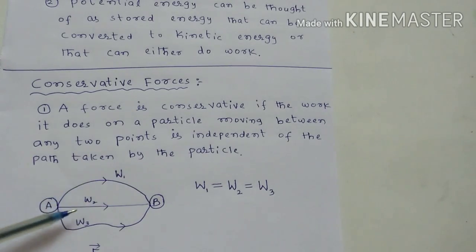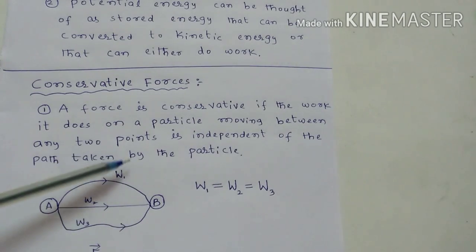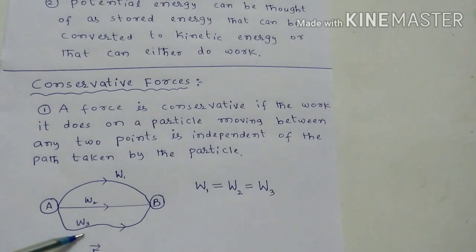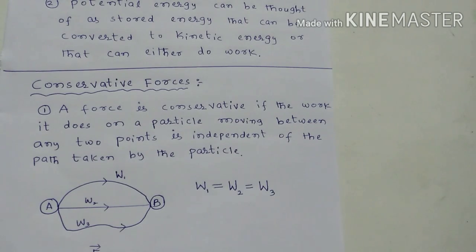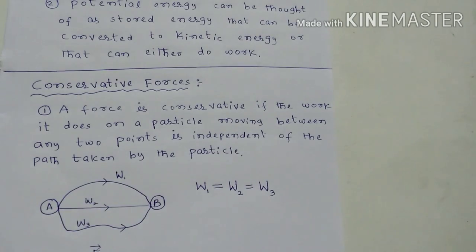Work done here W1, work done W2, work done W3. The force direction is along this direction, A to B. So the work done W1 equals W2 equals W3. That's what I want to say. A conservative force means the work done by that force is independent of the path it followed. So in these three paths, work done is the same: W1 equals W2 equals W3.